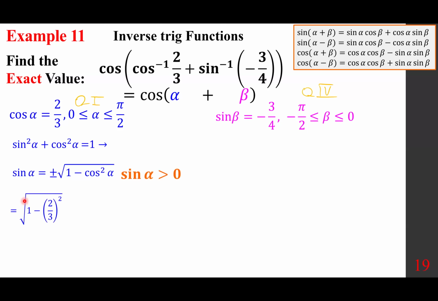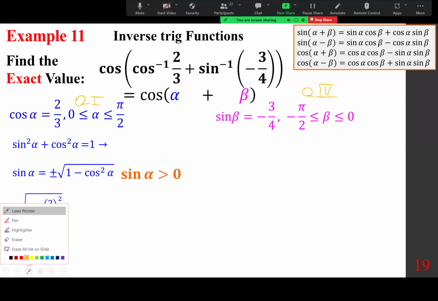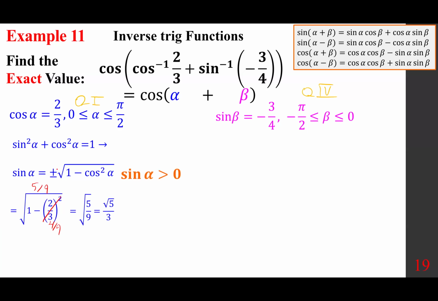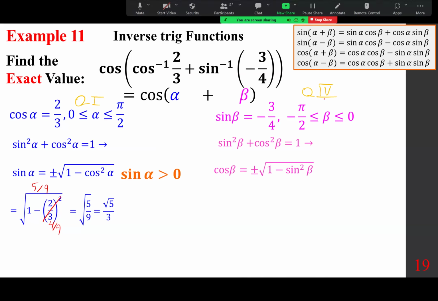And this is 4 over 9. 1 minus it makes it 5 over 9. So square root of 5 over 3. That's good. So we have cosine of alpha and sine of alpha. We have sine beta. We need to find cosine beta as well. Again, sine squared and cosine squared, and again, this formula. Now, we are in the fourth quadrant. In the fourth quadrant, cosine is positive. So we choose the positive one.